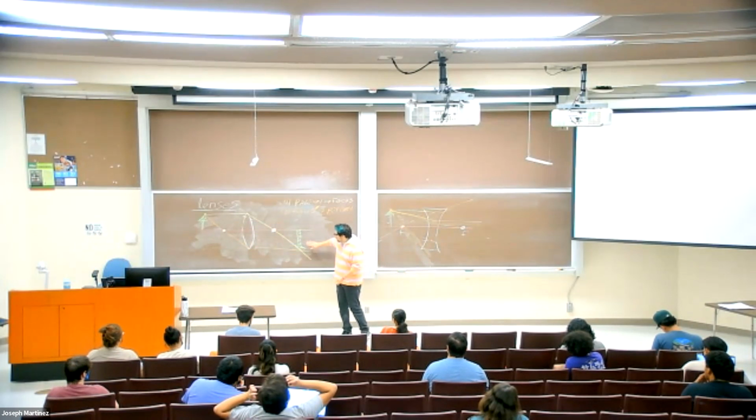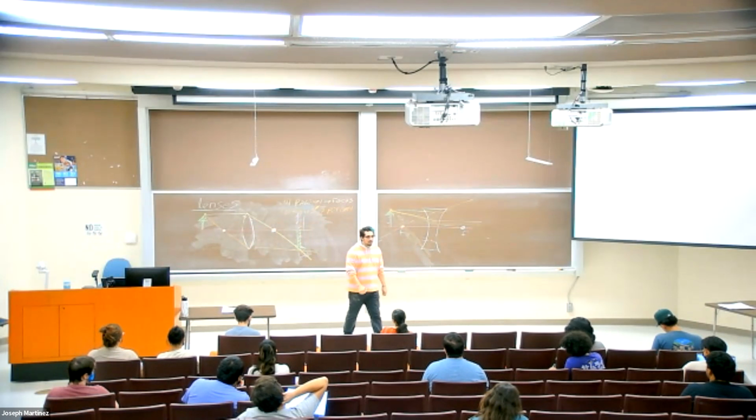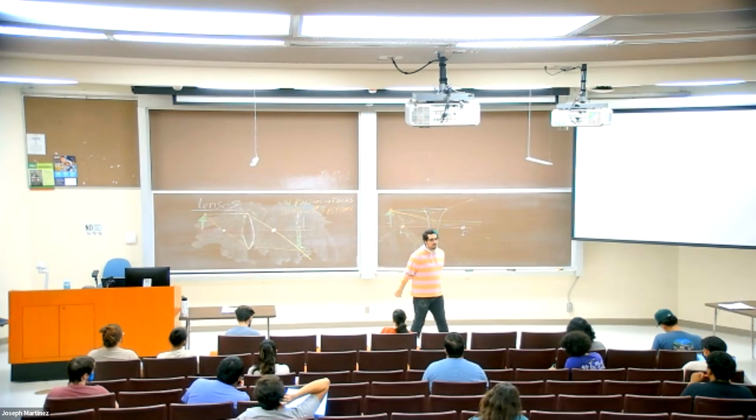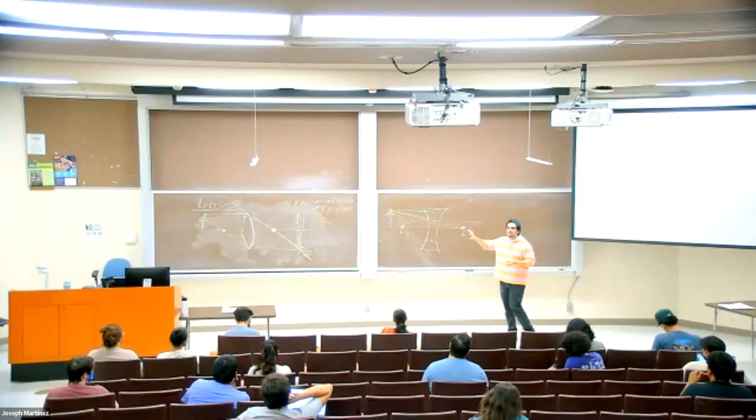But we get a real image. We can physically put up a screen on this side of our lens, and we can project this image onto it. You'll see this in lab in a few weeks, just to prove that, yes, you do actually get these images.